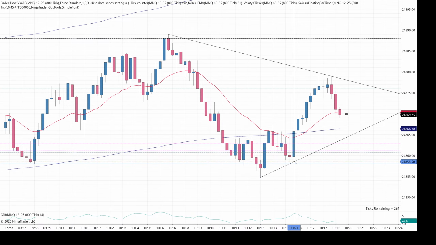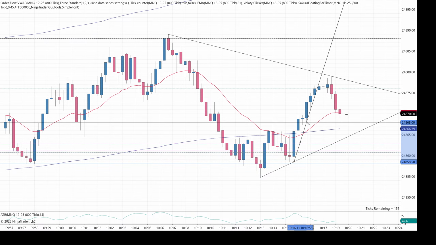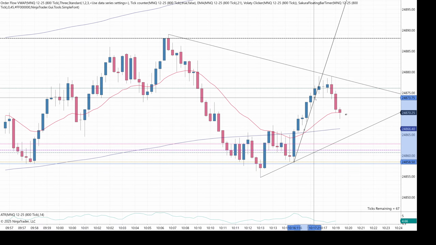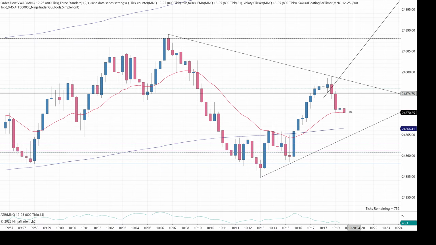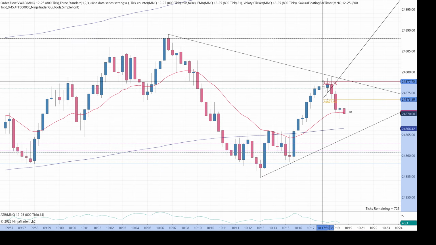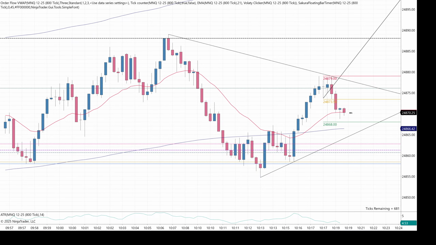Also, I believe we already got the signal to go bearish. Was it right? It was this micro trend line, this triggered lower. We wouldn't have taken it, but this is technically the signal to go bearish right here.